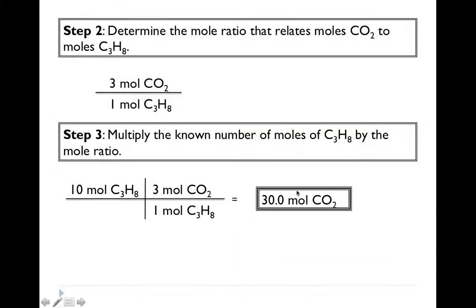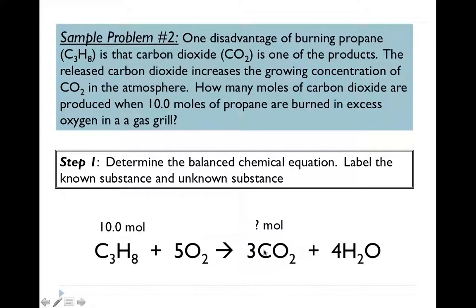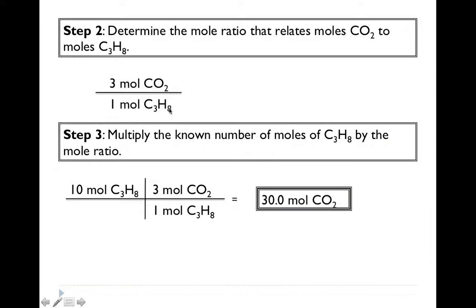So first you have to determine the mole ratio. This step you don't always have to write out. You can just do it in your head. Remember that the ratio of moles comes from the coefficients in front of the products or reactants. So we have 3 moles of CO2 that comes from right here, 3 moles of CO2 and 1 mole of C3H8. Again, this step you don't have to write out. You can just do it in your head.